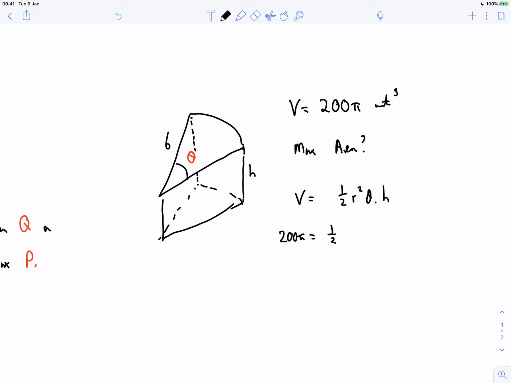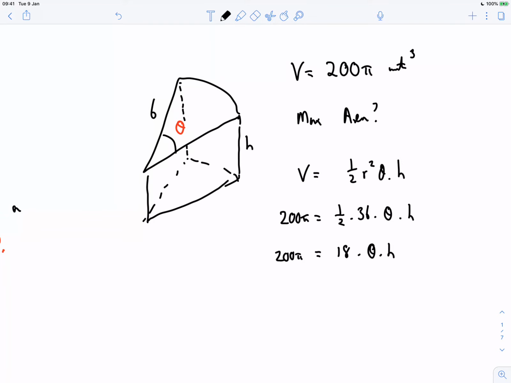Now I know the volume is 200 pi. Half r squared is 6 squared, which is 36. Theta, I don't know what it is, and the height, I don't know what it is. So I've got 200 pi equals half of 36, which is 18, times by theta times by h. So actually, theta times by h is 200 pi over 18, and that simplifies down to 100 pi over 9.